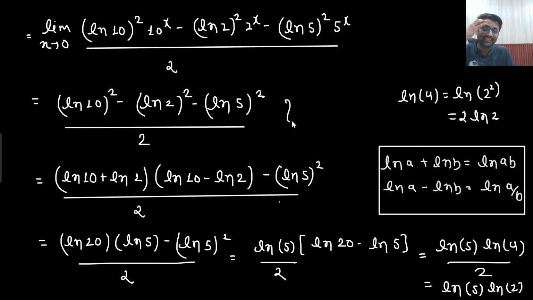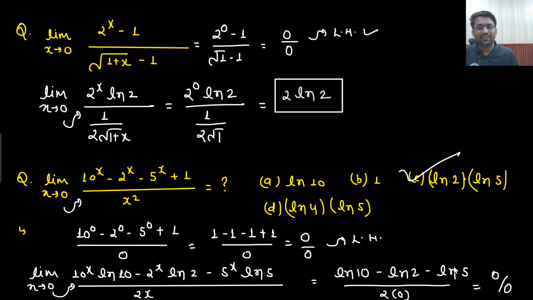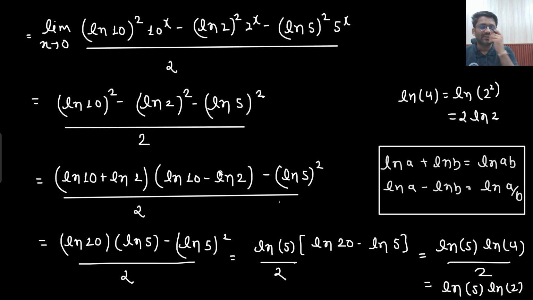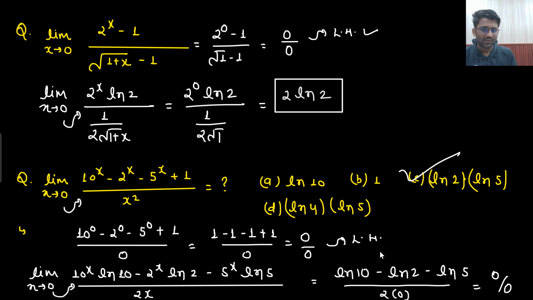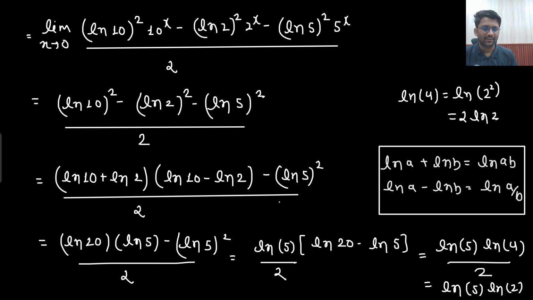Till this option everything was fine. After that we have to trust our calculation, how we will match the option. After that people will start losing hope, thinking, sir, I might be doing something wrong. But a square minus b square, a plus b, a minus b, do it. Ln 20, ln 5, you take ln 5 common, ln 20 minus ln 5. Then ln 20 by 5, ln 4, ln 5 ln 4 divided by 2, then 2 to the power 2. So ln 5 into ln 2. This is the answer we are getting. So you have to trust your calculation. It was only calculative, nothing else. So option C is correct.